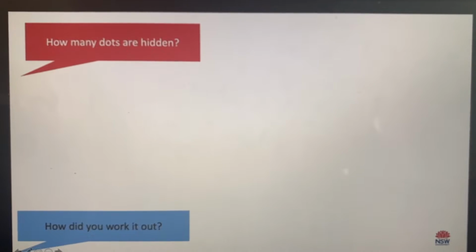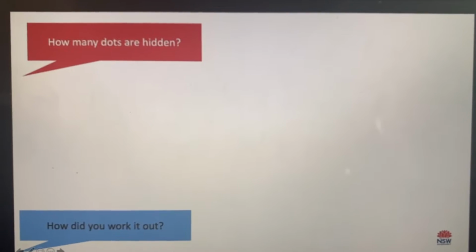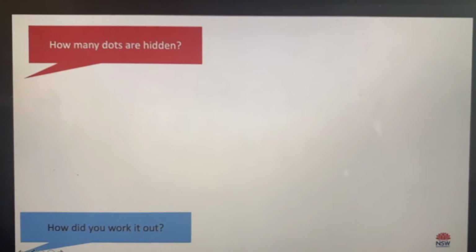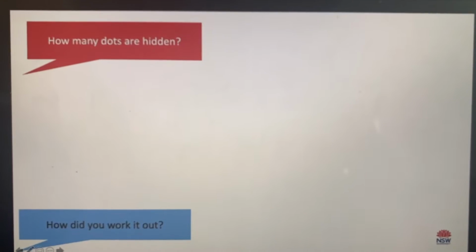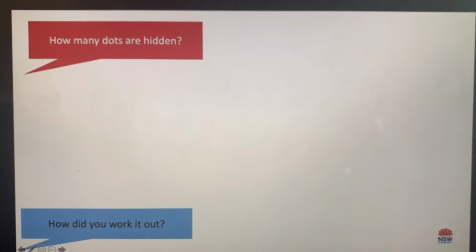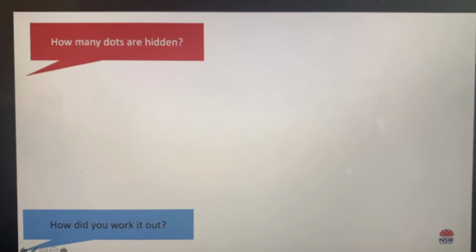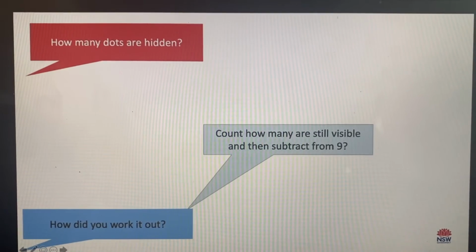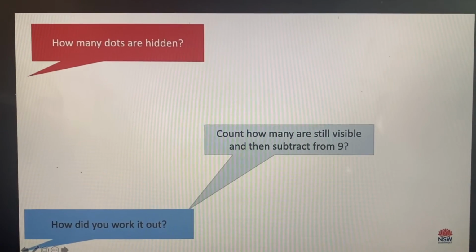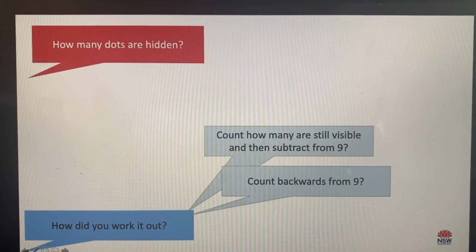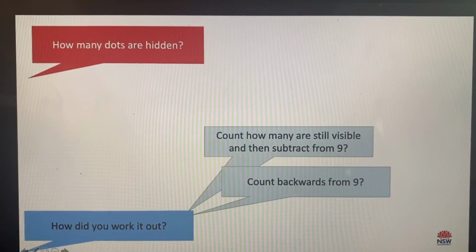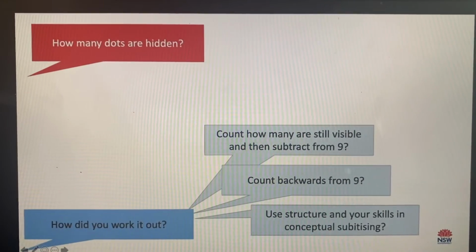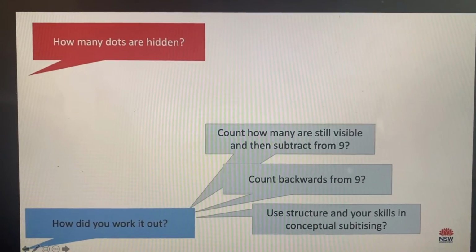Typically when we ask students, just like we asked of you, depending on how they worked out the total of the 9 dots, it has an influence on how they determine how many dots are hidden. It's quite common for students to use counting. Did you do this too? Did you count how many dots are still visible and then subtract from 9? Or you might have counted backwards from 9? Did you happen to use structure and your skills in conceptual Subitising?